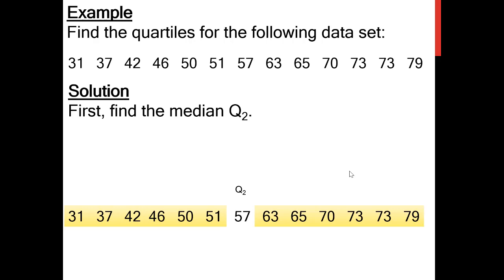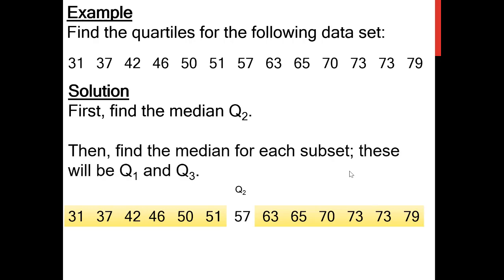This, however, creates subsets to either side of 6 data entries. Because 6 is an even number, when we go to find Q1 and Q3, we'll have to take the average of the two central entries. So on the left, those two central entries are 42 and 46. On the right, they're 70 and 73.